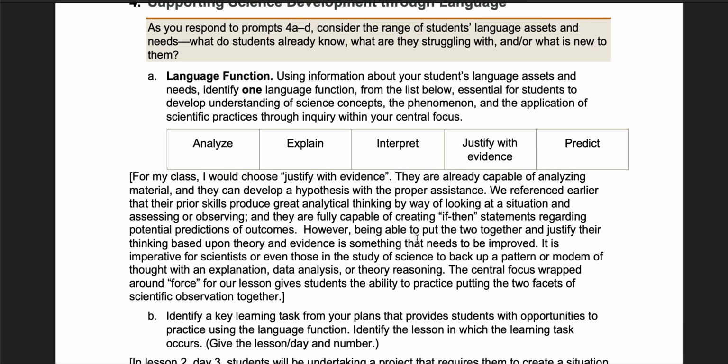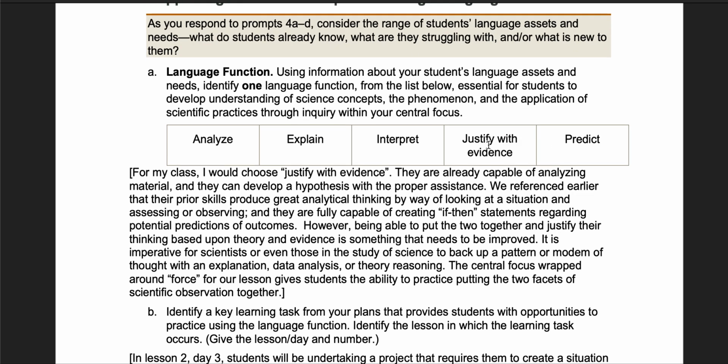The scientific language here that we're looking at, I really am focusing on justifying with evidence, but I'm also having them focus on analyzing as well. So they're looking at a specific situation, they are analyzing that situation, and then I want them to justify with evidence.